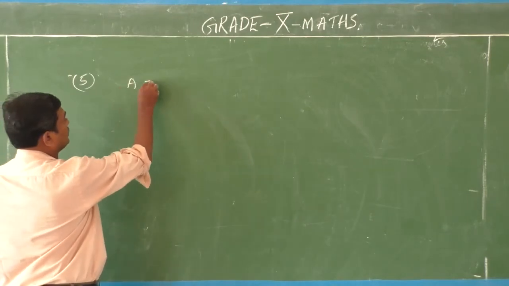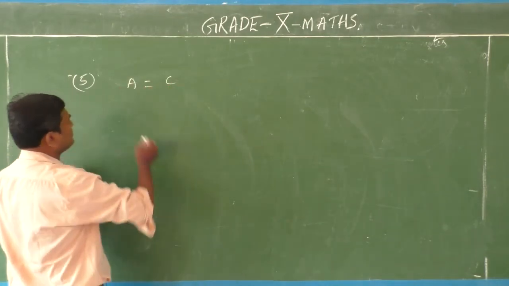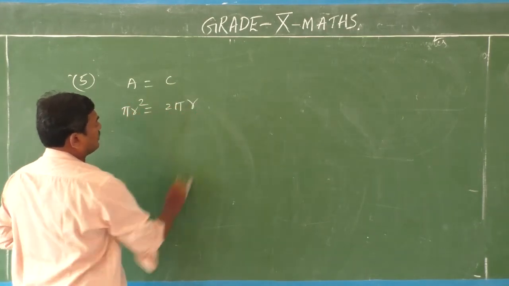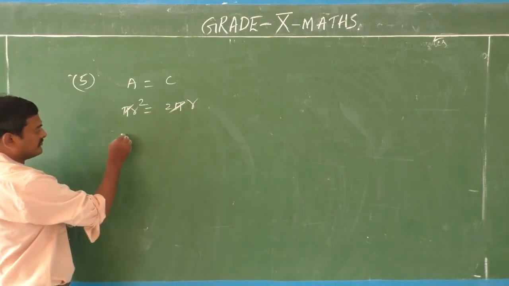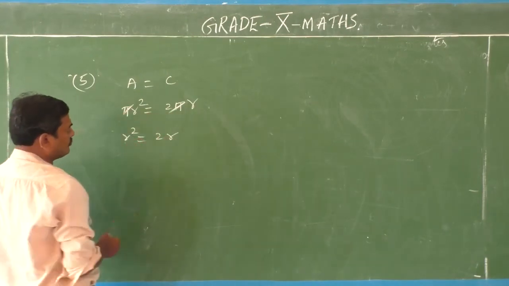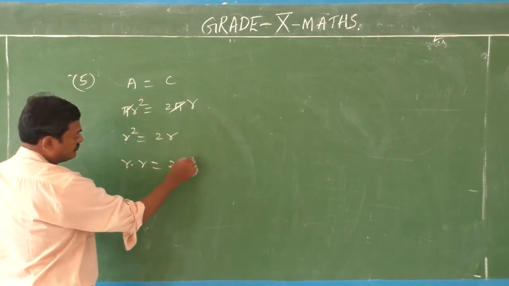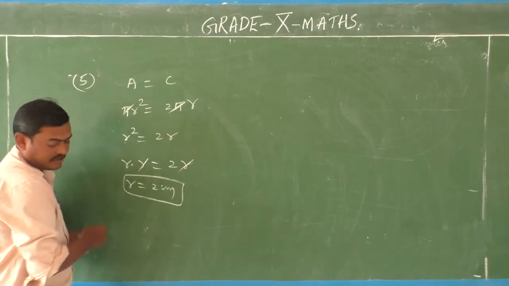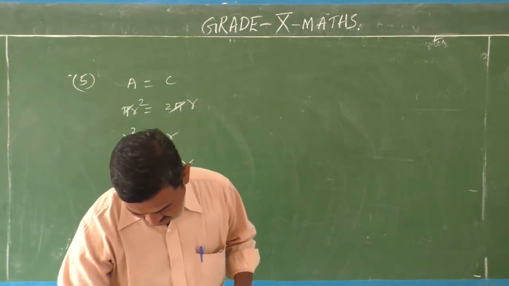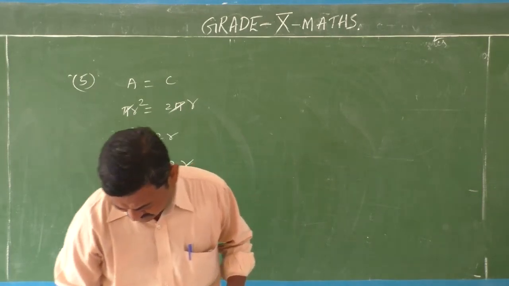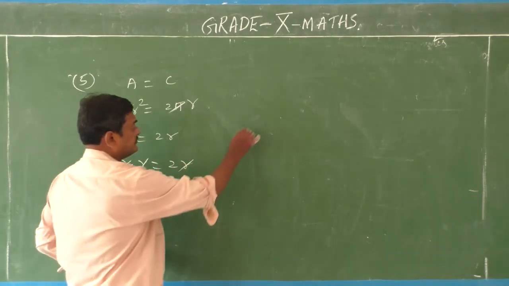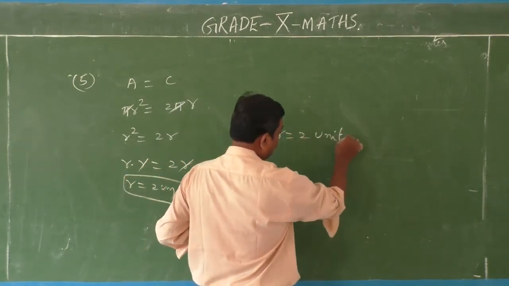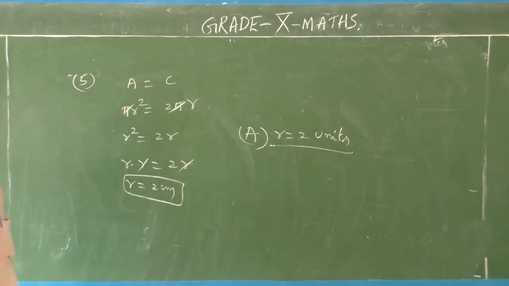So area of circle equals circumference of the circle. Area of circle pi r square equals 2 pi r. Now pi cancels. R square equals 2r. R into r equals 2r. R cancels. R equals 2 centimeters. What is the correct option here? The option is A. R equals 2 units.